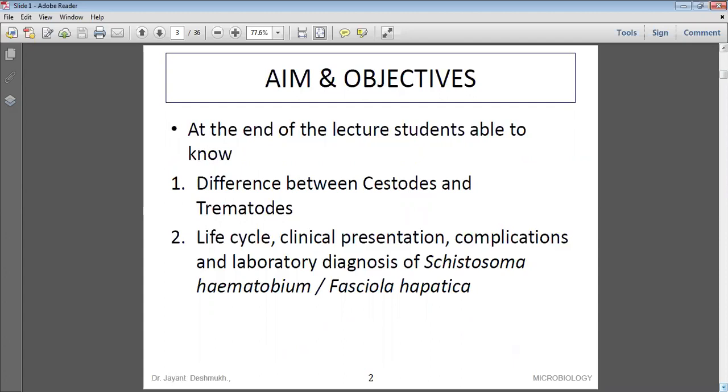Today's class aim and objective. At the end of the class, students should be able to know the difference between cestodes, trematodes, and nematodes, and the life cycle, clinical presentation, complications, and laboratory diagnosis of Schistosoma haematobium and Fasciola hepatica.